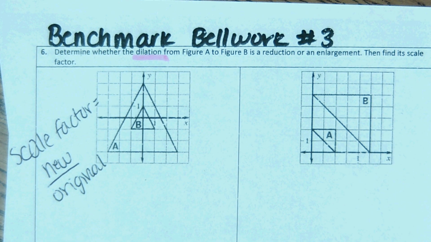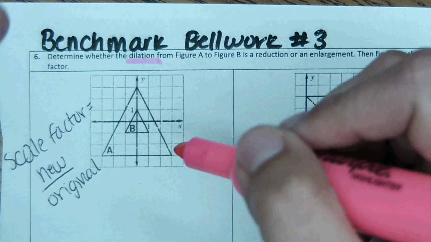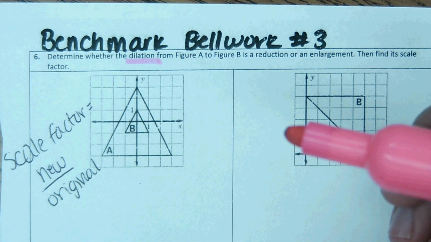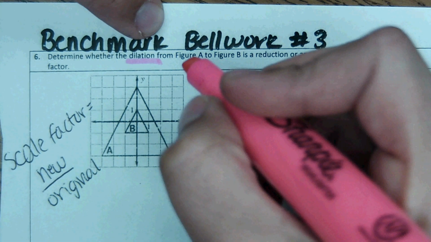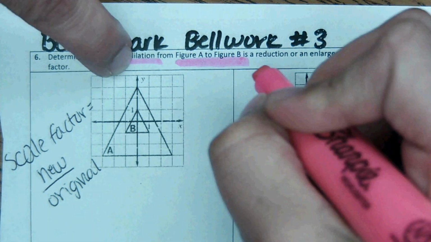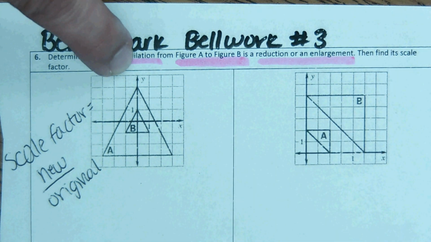Okay, a dilation is when a shape grows or shrinks. The two shapes are similar, meaning that they are proportional when you have a dilation. For this one, it's saying it's dilating from figure A to B. That is important, that is from A to B. And then you have to determine whether it's a reduction or enlargement.